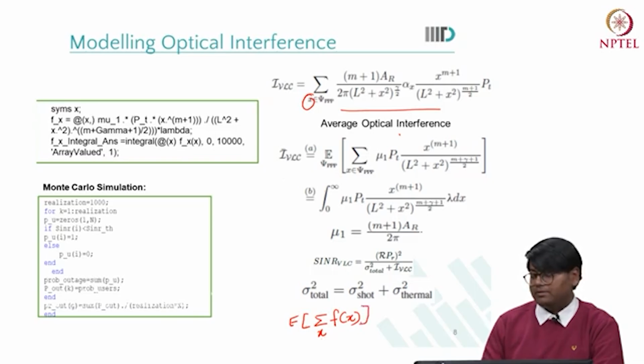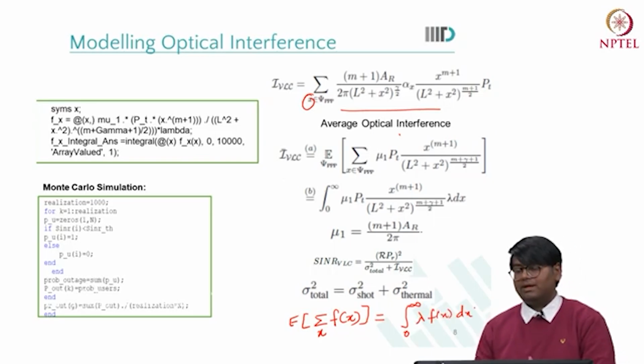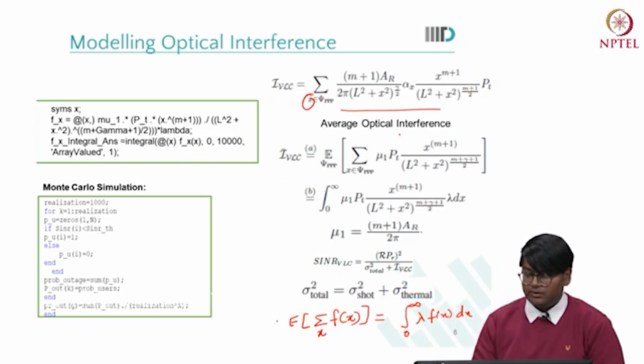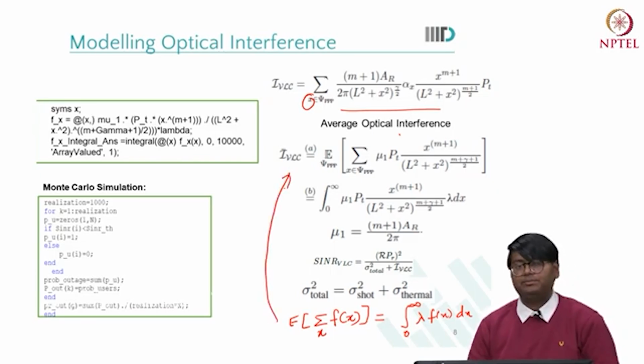And if you need to find out the expectation, and if we typically consider a one-dimensional homogeneous Poisson point process, then this can be expressed in the form of an integral, from 0 to infinity, of lambda f(x) dx. This is for a one-dimensional Poisson point process. This is what we have written over here to find out the average optical interference.